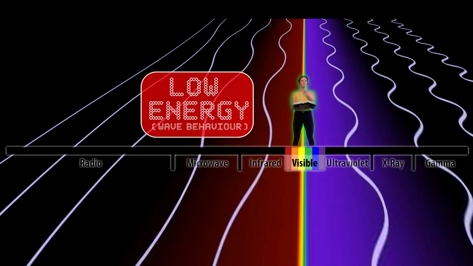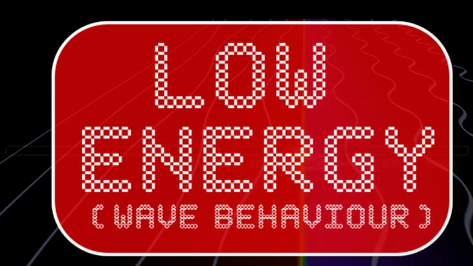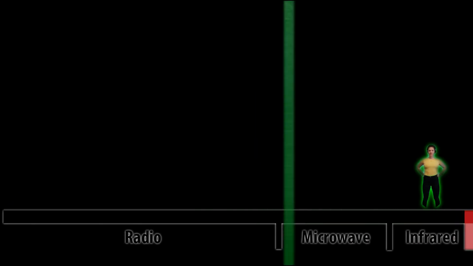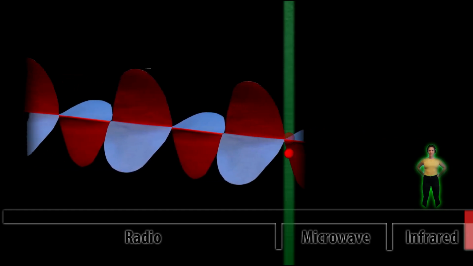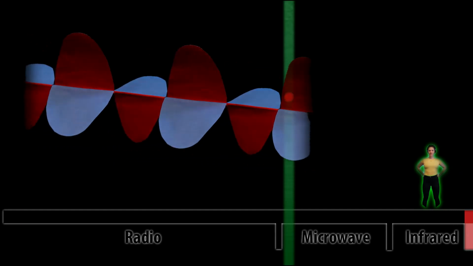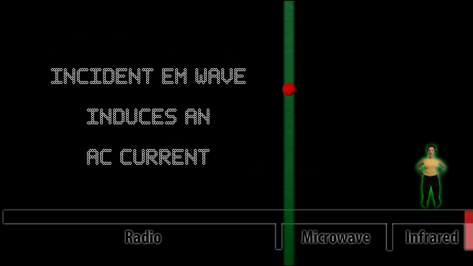In the low energy and low frequency part of the spectrum, the behaviour of electromagnetic radiation can be best described as waves. Take, for instance, a wire with a single free charged particle. When a low energy electromagnetic wave is incident on it, the oscillating electric field forces the charged particle to oscillate with it. An alternating current has been induced in the wire, with a frequency equal to that of the incident EM radiation.